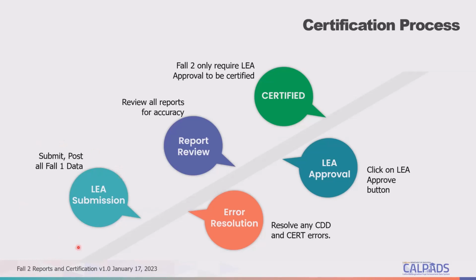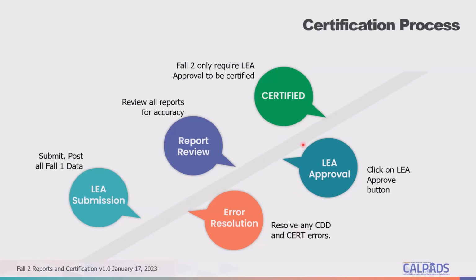Once that is done, we then proceed to the certification error resolution, where you have to resolve any lingering cert errors and any active CDDs that might be triggering. Then once you've resolved those and brought down your fatal errors to zero, that's the only time when you should be reviewing your reports, because it doesn't make sense for you to look at your reports without resolving errors, because some of those errors will impact how your reports look.